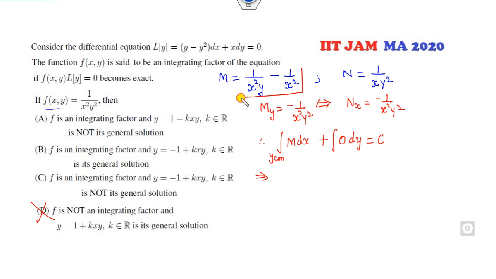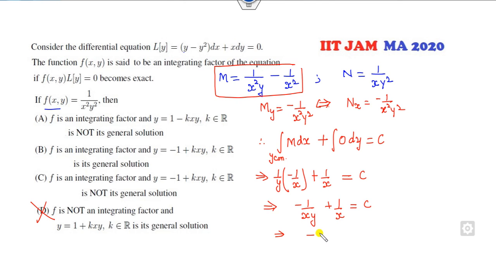So this is my M. What is the integration of this? 1 over y is outside. What is the integration of this? It is minus 1 over x. What is the integration of this? It is minus 1 over x, which is equal to c. So it is minus 1 over xy, fine, plus 1 over x is equal to c. So I can take xy as my LCM. This is my c xy. So what is that? y is equal to 1 plus c xy is my right answer.